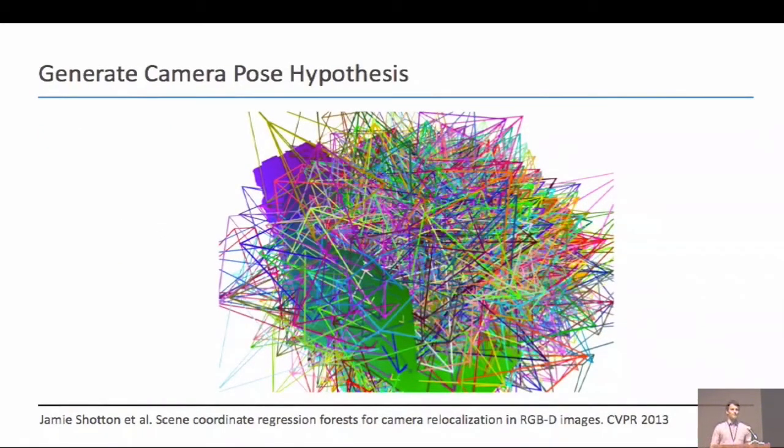And so in this initial work, it was very noisy. Using random forests produced very noisy camera hypotheses. And if you were to pick a random sample of points and try and generate camera hypotheses, you get a very noisy collection as shown in this image here.